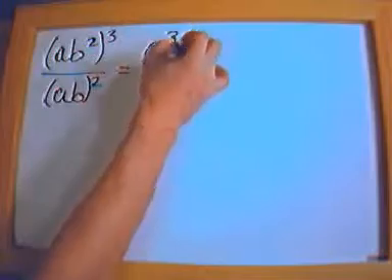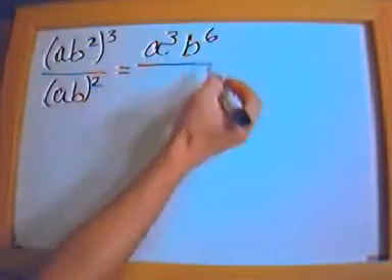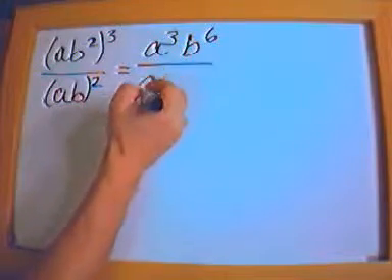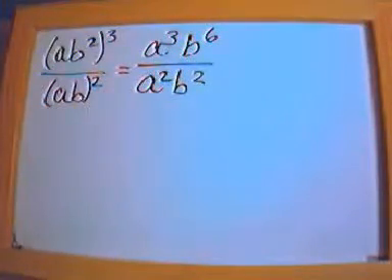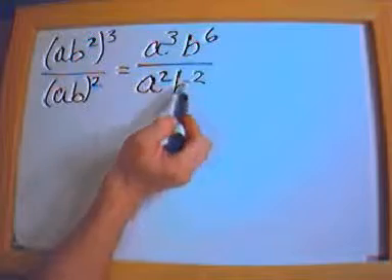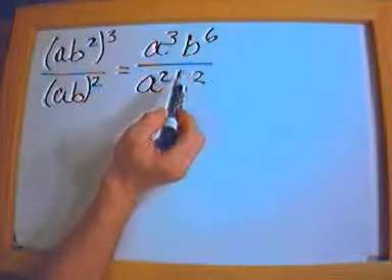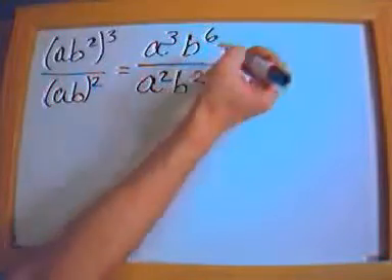I'm going to skip one little step here and just write b to the 6, because 2 times 3 is 6. And on the bottom, I'm just going to have a squared times b squared, because the 2 goes into either one. Now here's where it becomes interesting. I've got a cubed b to the 6 over a squared b squared. So I've got a's common to the top and bottom, and b's common to the top and bottom.